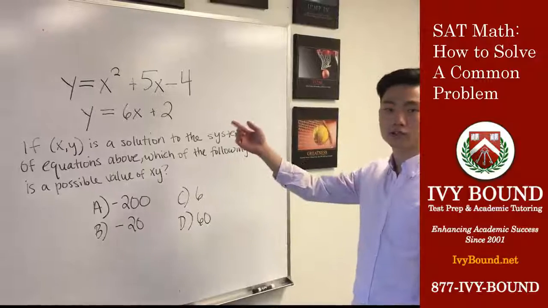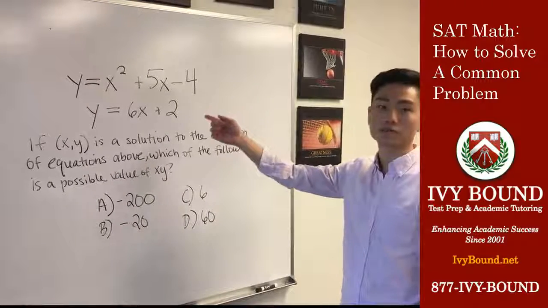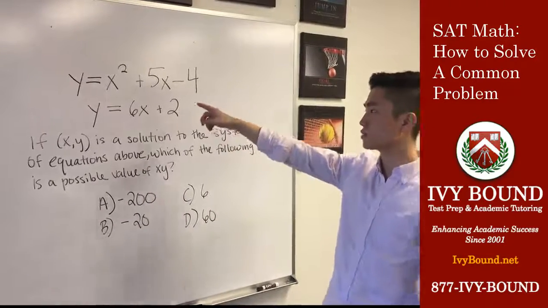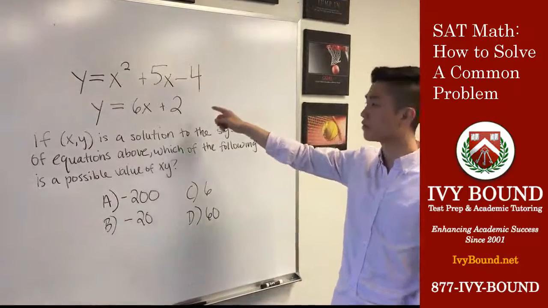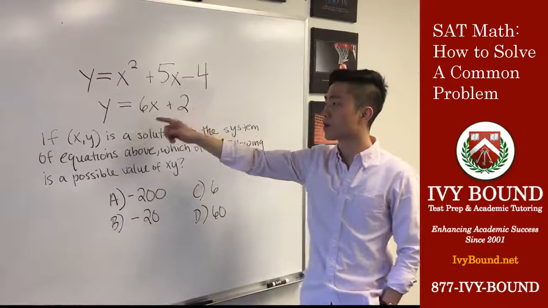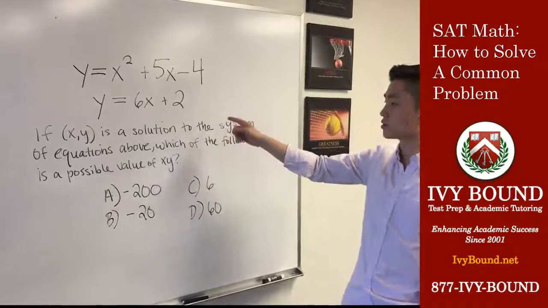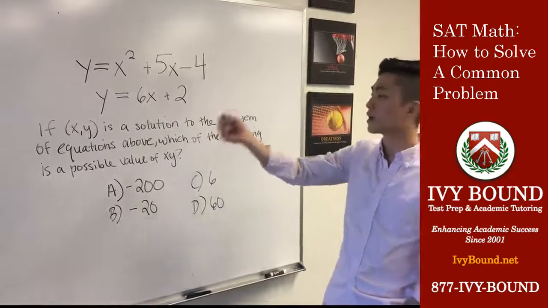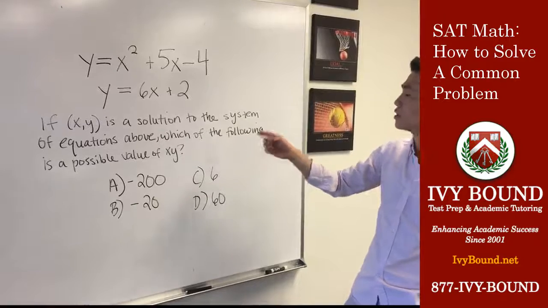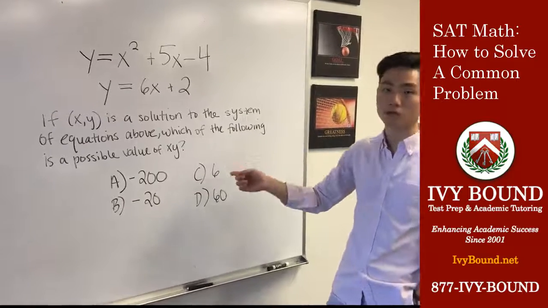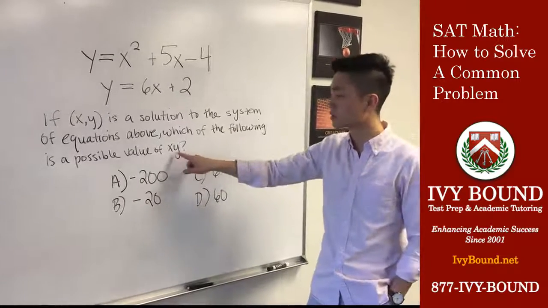So here we have a question on system of equations. The first equation we have is y equals x squared plus 5x minus 4. Second equation, y equals 6x plus 2. So the question is asking, if (x, y) is a solution to the system of equations above, which of the following is a possible value of x times y?